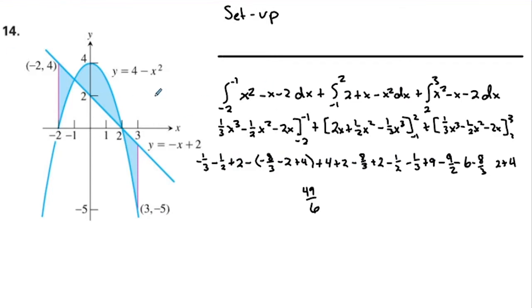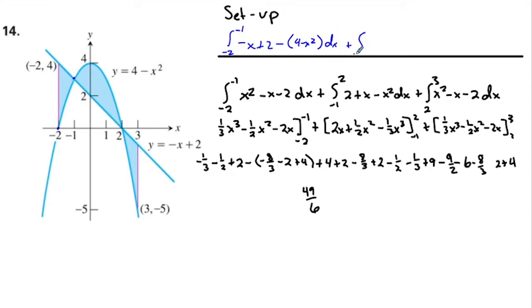Let's set this one up. And the difference between the one we did before and this one is that the top and the bottom function are going to trade places. So from -2 to -1, we're going to integrate from -2 to -1. The line is the top function, and the line is -x plus 2. There's top minus the bottom function, which is the curve, so 4 minus x squared dx.